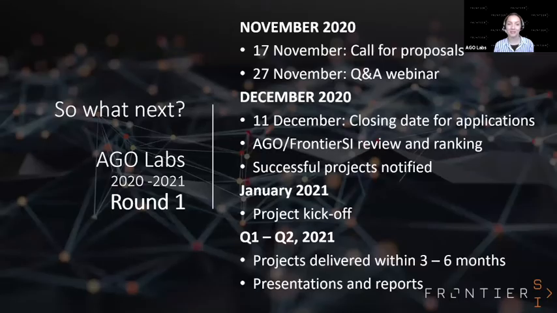So where to next from here? As you know, there is currently a call for proposals open with further information and the application template available on the FrontierSI AGO Labs website. Applications close Friday, the 11th of December at close of business Eastern Time. Applications will then be reviewed by FrontierSI and AGO, and successful applicants will be informed prior to the Christmas break. The projects will initially ideally kick off in January, depending on contracting arrangements, and then will be delivered within a 3 to 6 month timeframe.